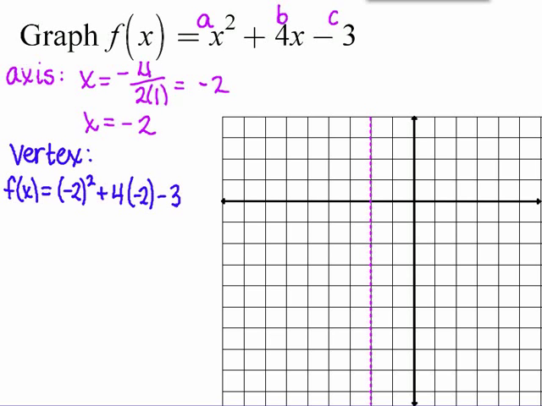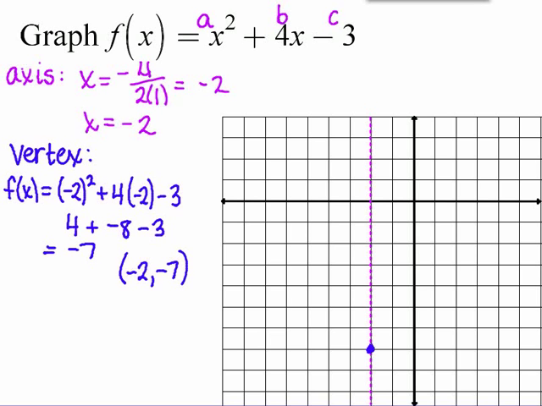What is -2 squared? Positive 4 plus -8 minus 3. So what does that come out to be? -7. So the vertex is actually a point. If I write that in point form, the vertex is located at -2, -7. The -2 is where the axis is, so that's where your vertex is located. You're just going to go to -7 and put a dot.